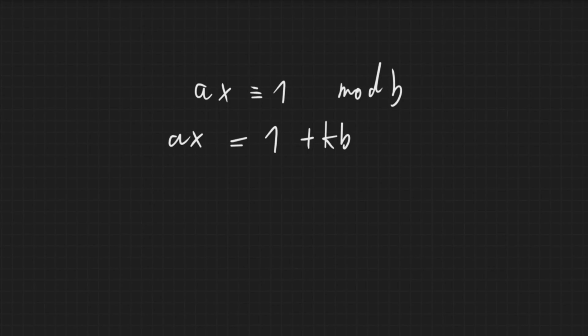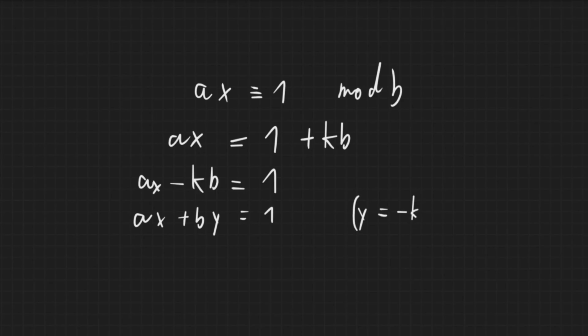And we can subtract kb from both sides of this equation. This gives us a times x minus kb is equal to 1. And I rewrite this as a times x plus b times y equals 1, with y being minus k. So we have a, we multiply this by some number, and we multiply b by some number. We add them together, and this gives us 1. And we call something like this a linear combination of a and b. So the question is, is 1 a linear combination of a and b?